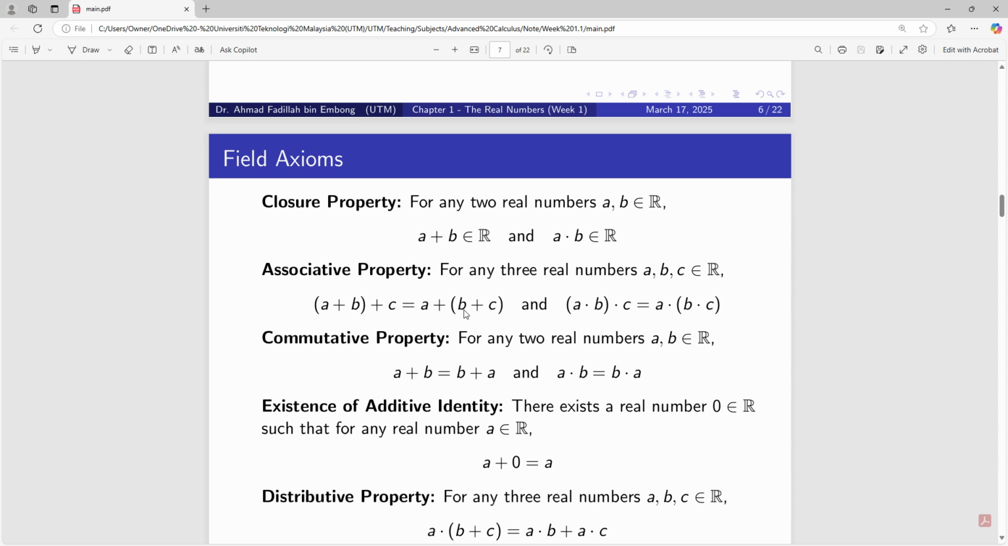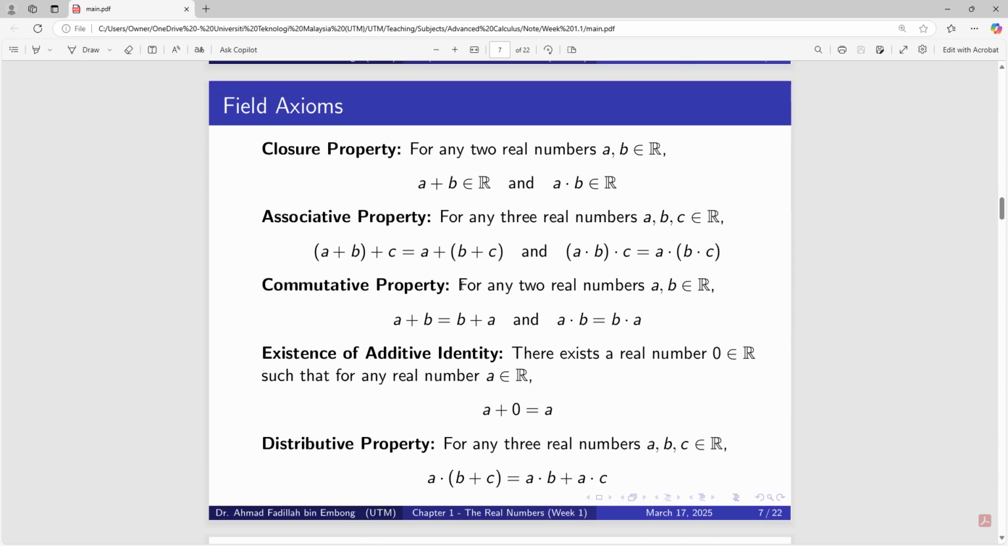The first one, the field axiom, is composed of these properties. The first one is the closure property, which means that if you add or multiply any real numbers, the result is still a real number. The next one is the associative property. This means that if you take the addition (A + B) + C, it is equivalent to adding B + C first and then adding A. These two should be equal to each other.